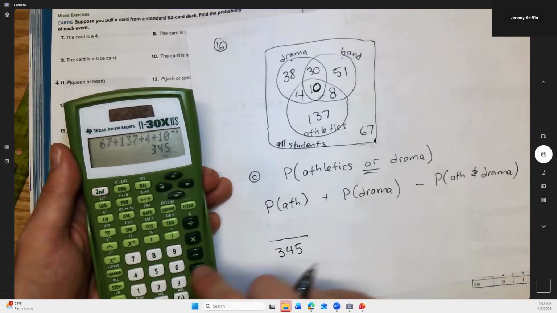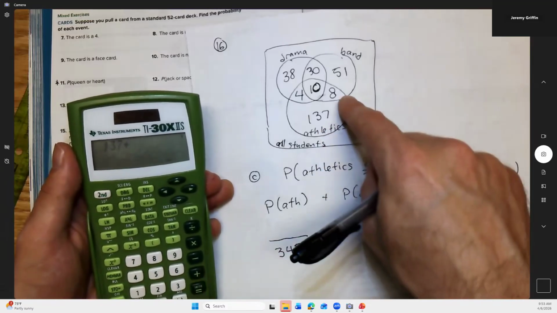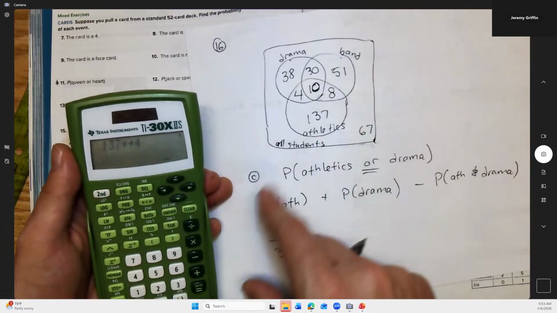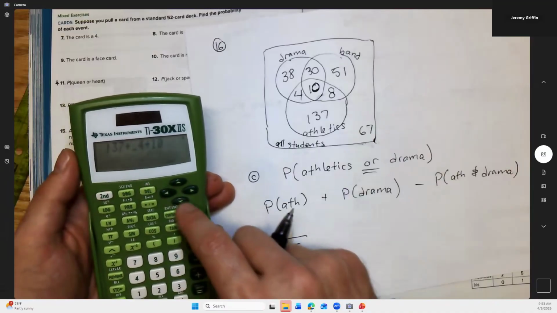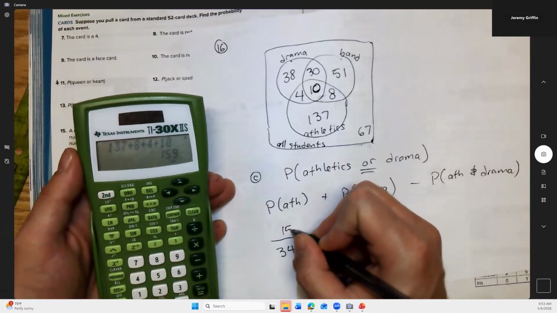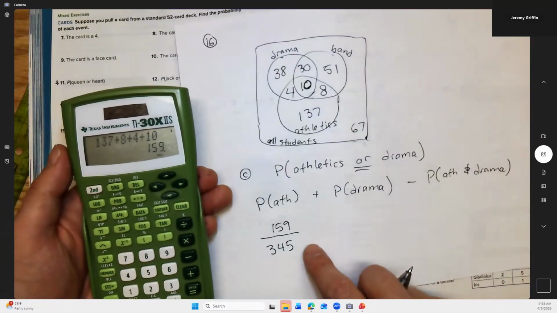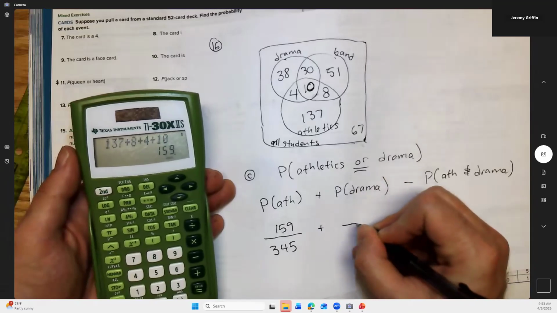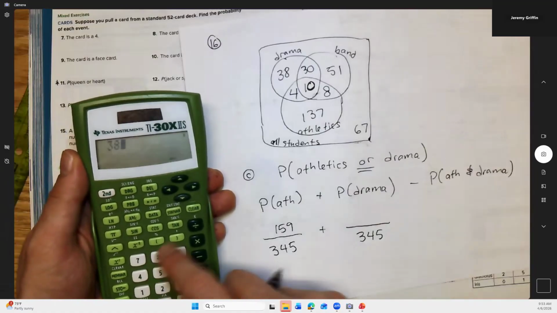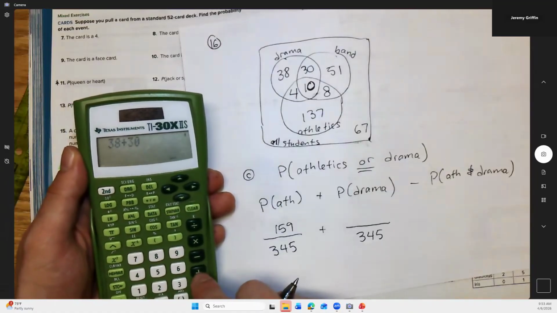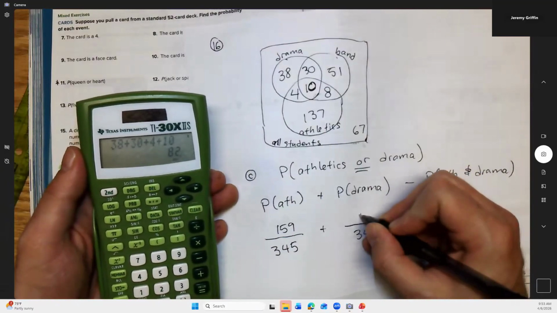Okay. And athletics is, well, there's these 137 that are only in athletics, but let's not forget these 8 that are athletics and band, these 4 athletics and drama, and these 10 in all 3 clubs. Okay. I'm getting 159 that are in athletics somehow, not necessarily exclusively athletics, but they're in athletics. Plus, right now drama, so we're drawing from the same well of 345 students. Now drama, there's 38 only in drama, there's 38 drama band, there's 4 drama athletics, there's 10 in, of course, all 3. Okay. So that'd be 82.